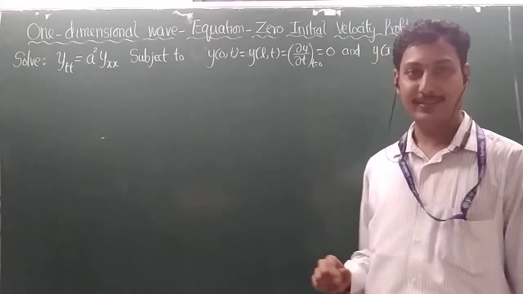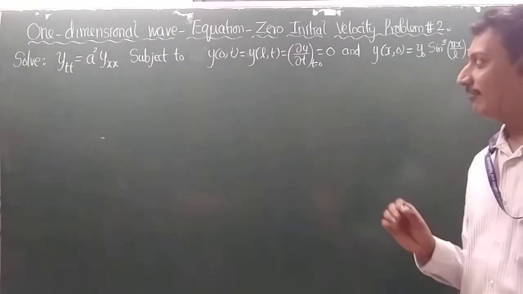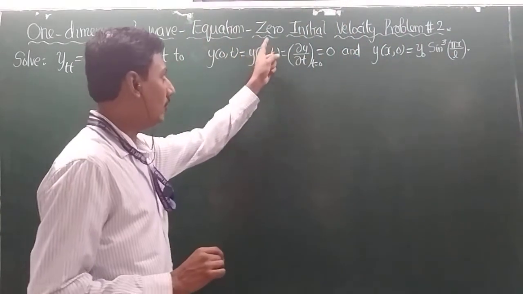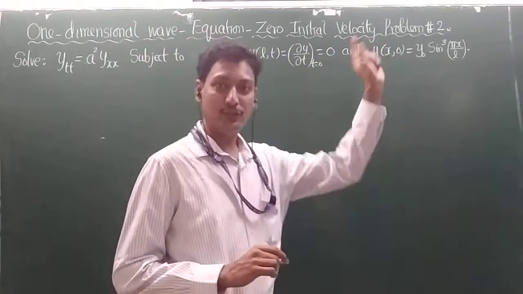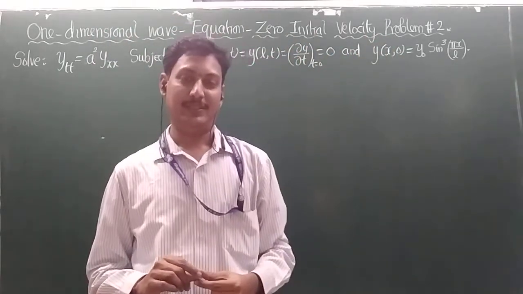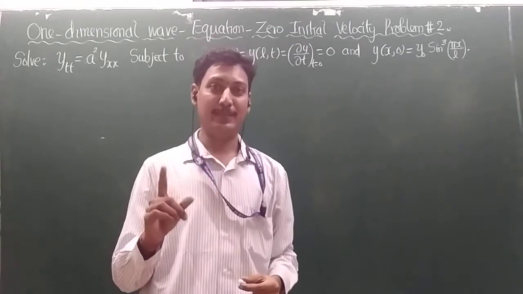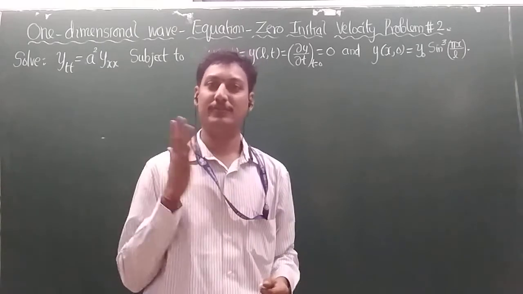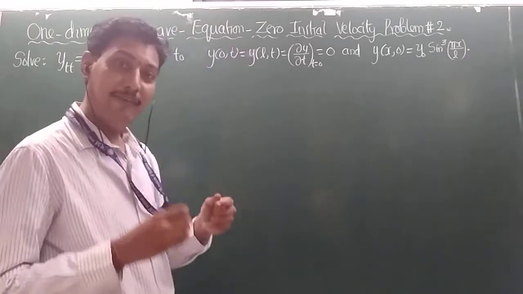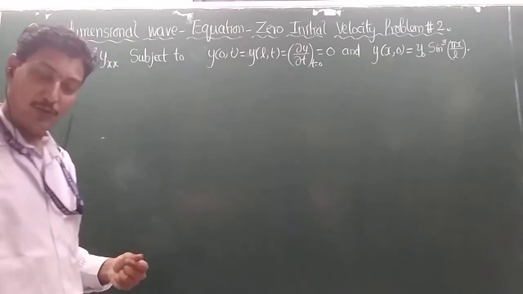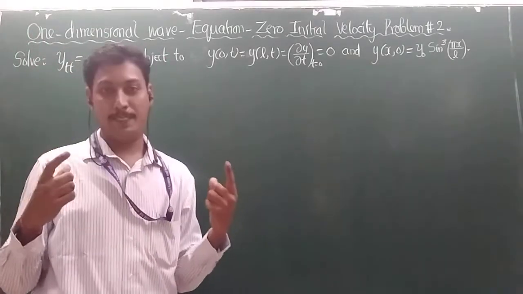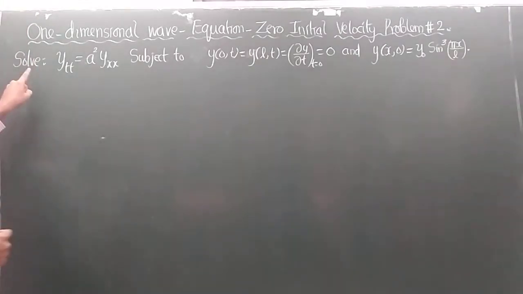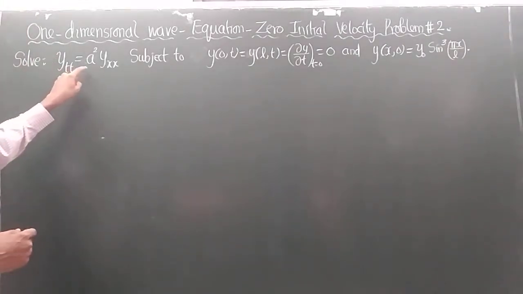See the heading, one dimensional wave equation, zero initial velocity, problem number 2. Zero initial velocity, problem number 1 is a separate video. This is the same continuation. Let us see this way of questioning. The question sometimes looks like a paragraph, but sometimes looks like a mathematical expression. Let us see that. Solve y_tt is equal to a squared y_xx.